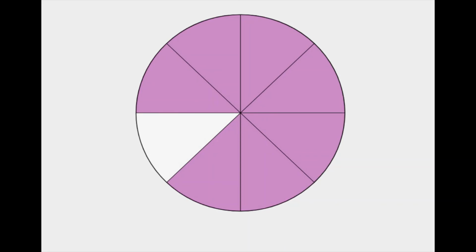Did you get this right? Let's go to the next one. What fraction of the circle is shaded? Write your answer on your paper. Let's check your work. 1, 2, 3, 4, 5, 6, 7. 7/8 of the circle is shaded.